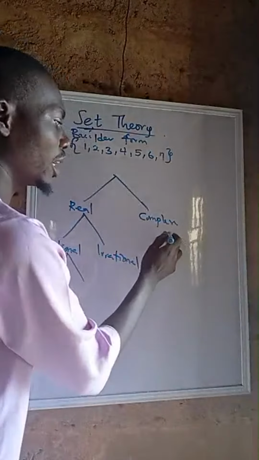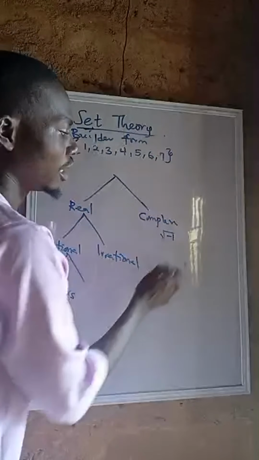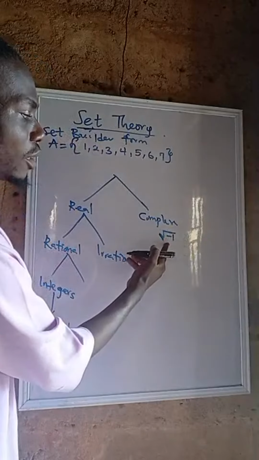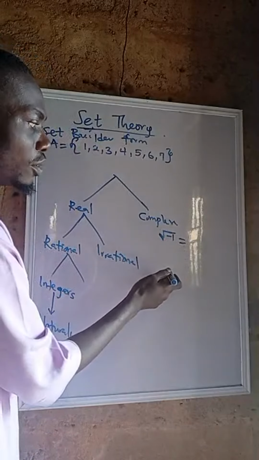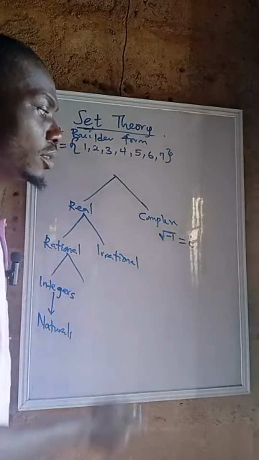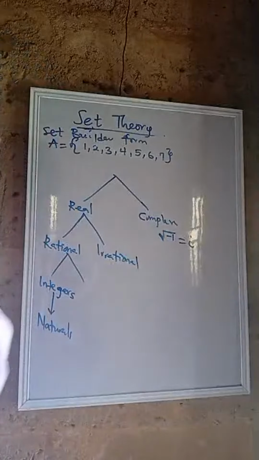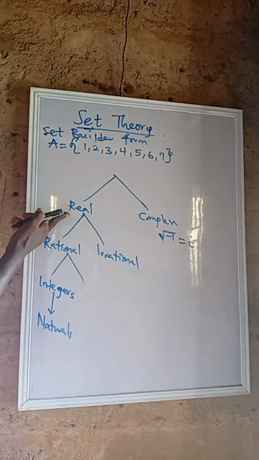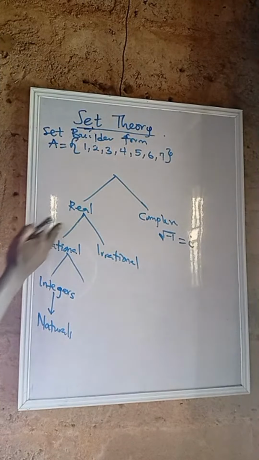Under the complex numbers, you'll be having the root of -1. That is why when you put this in your calculator, you get a math error. But in mathematics, we represent it as i. So for the real numbers, this one actually exists. They do exist. So it is then subdivided into two.